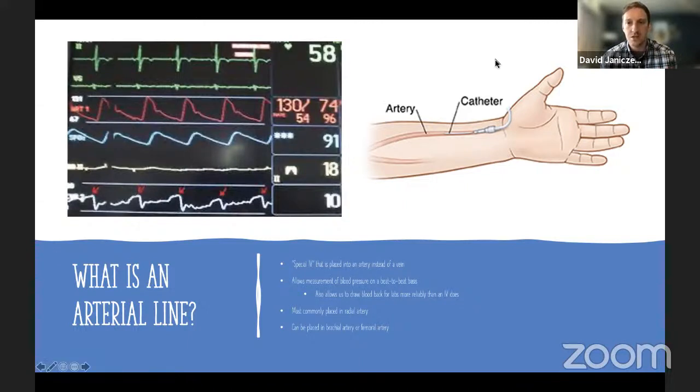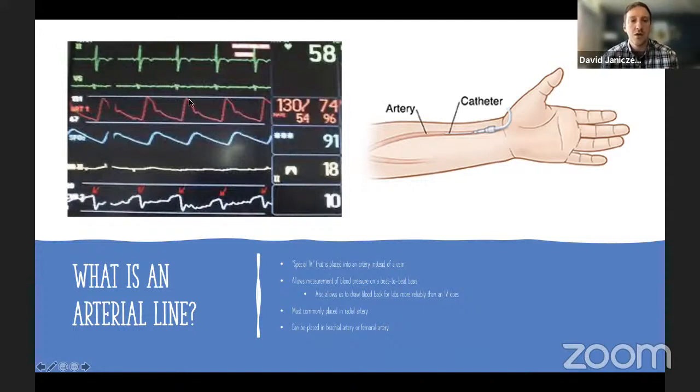So we'll basically insert it just like an IV, and then hook it up to special pressure tubing. And it gives us a waveform that looks like this red line. As you can see, every time the heart beats, and a few milliseconds beyond that, we get a pressure waveform. So this is an arterial pressure waveform. And as you can see, it gives us a number. So 130/74 is this patient's blood pressure.